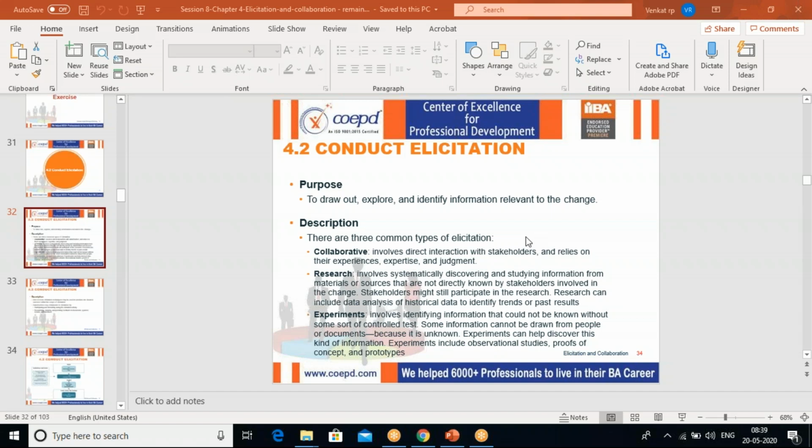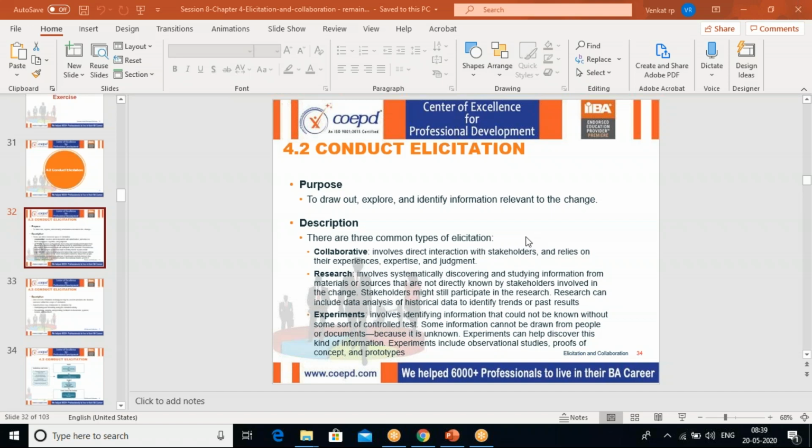And we have covered prepare for elicitation. In prepare for elicitation, what we have seen so far, now I think you can easily tell me the elements which are involved in prepare for elicitation. What are the elements involved in prepare for elicitation?